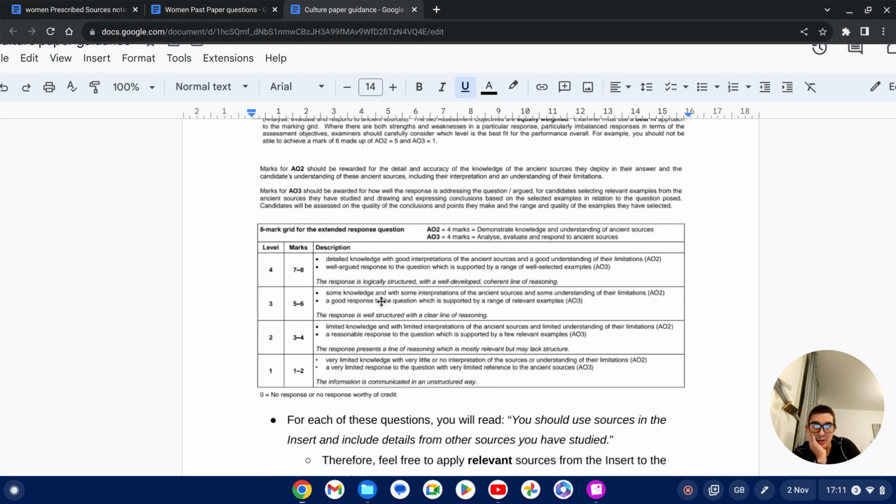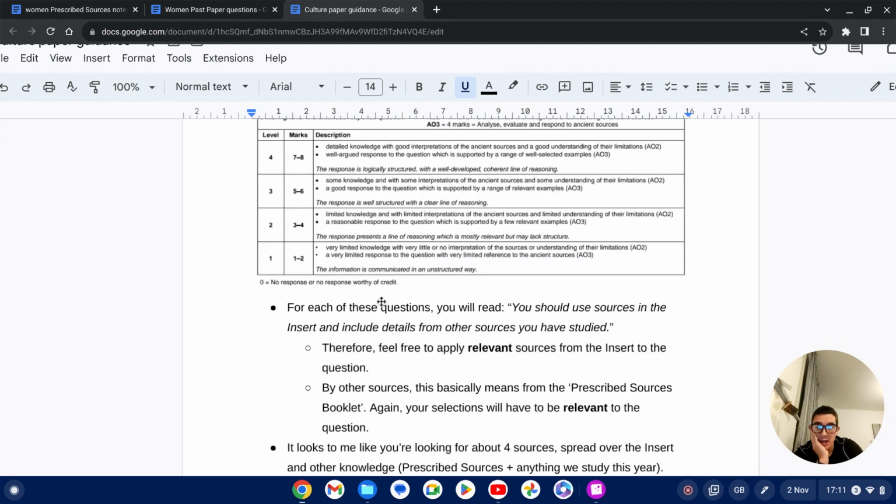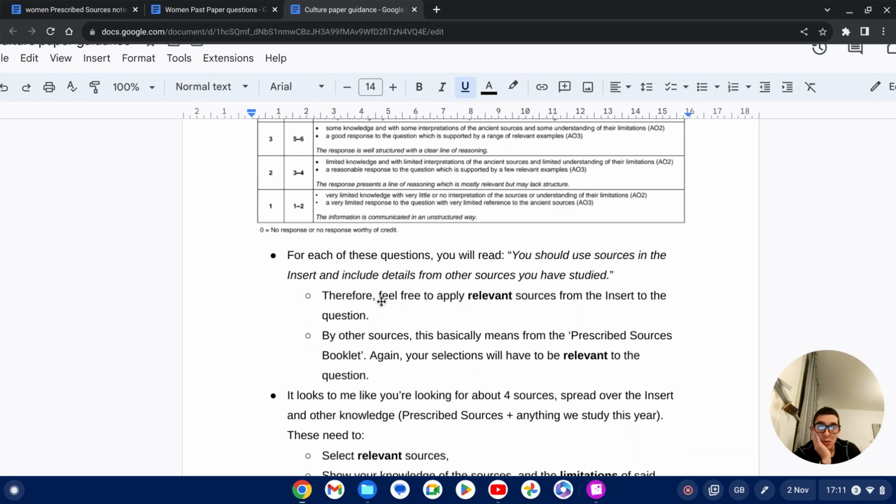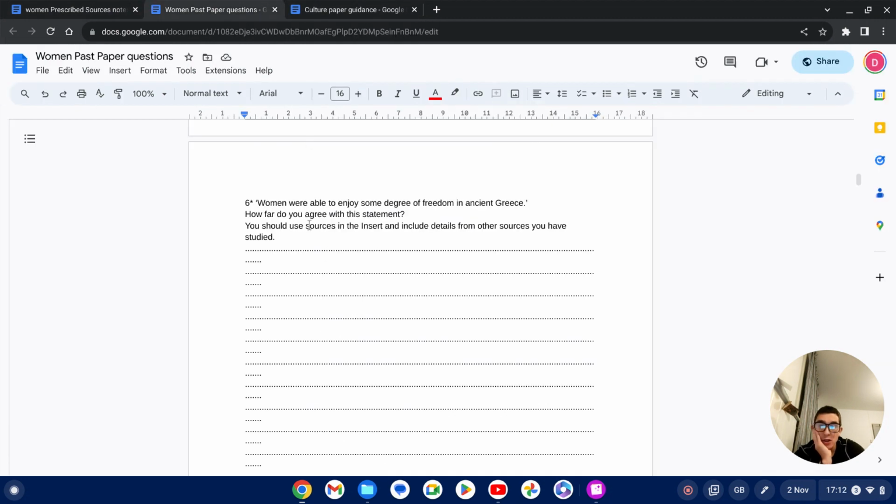The response is logically structured with a well-developed, coherent line of reasoning. So, for each of these sources, you will see in the question, but here's an example, you should use sources in the insert and include details from other sources you have studied. What this means is you'll have your insert, which I talked about, okay, and you can use a source or 2 from that, and your own knowledge. What that means is what you see in the prescribed sources. And also we might look at some other examples which you may or may not wish to learn in addition as practice, okay?